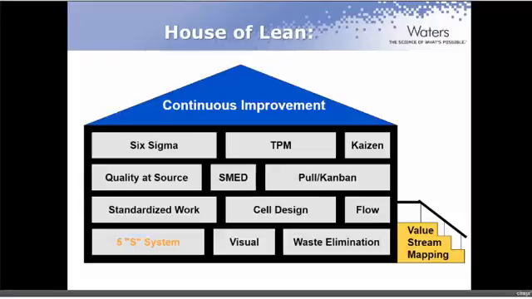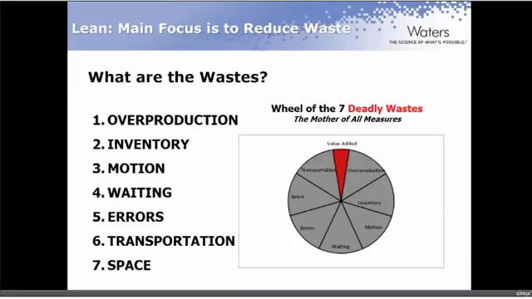What is the 5S system? Let's get started. Lean is really all about reducing waste. Waste in your processes, waste in your inventory, waste in your motion. And these are 7 levels of waste that you're looking for.